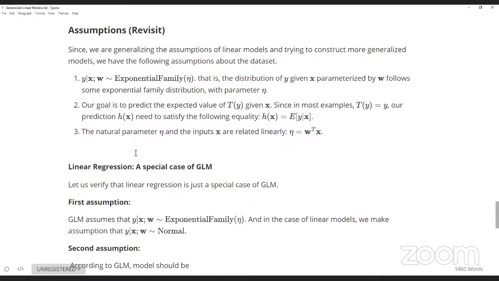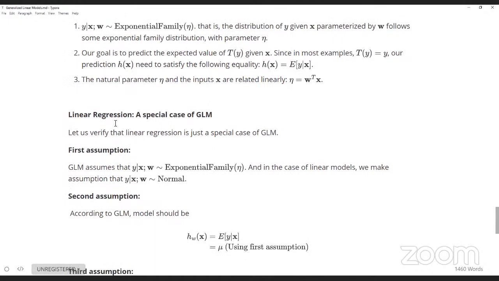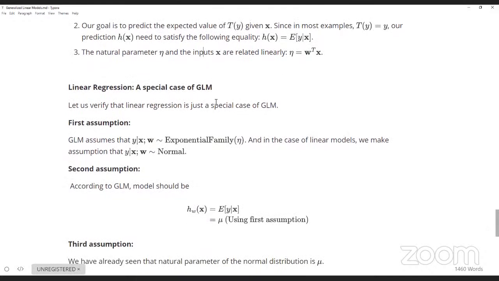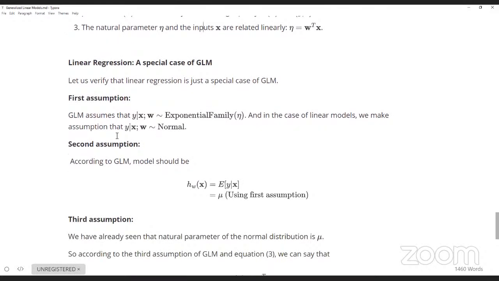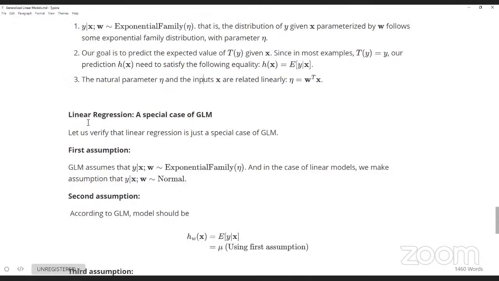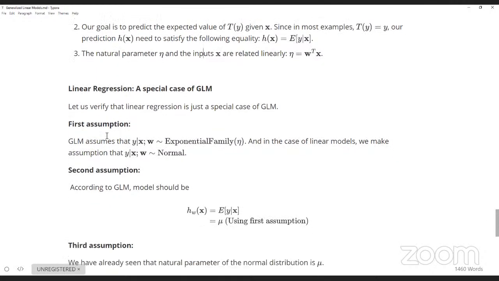Okay, so let's see how linear regression is a part of the generalized linear model. It's a special case of the generalized linear model. We will see all three assumptions and how you derive the model of linear regression. What is the first assumption? It comes from the exponential family. And in the case of linear models, our assumption is that y given x follows the normal distribution.